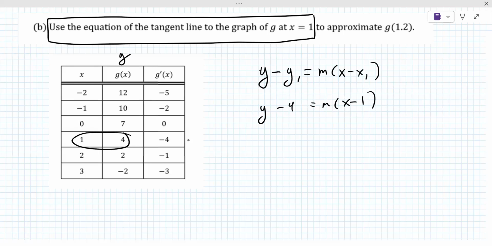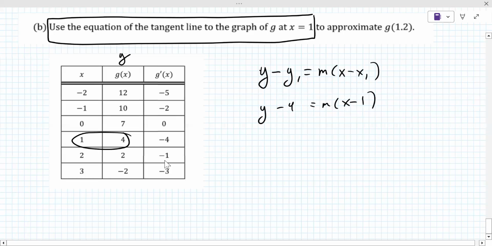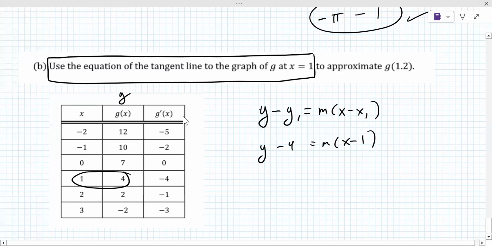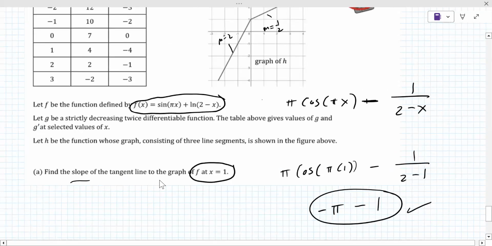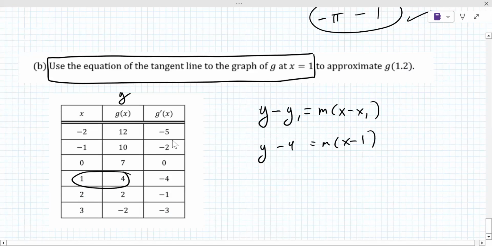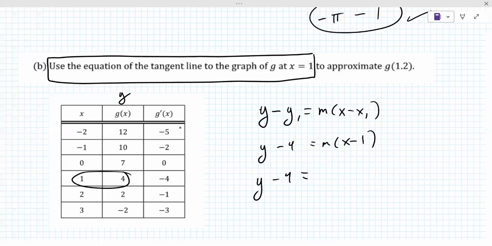Slope means derivative. What's the derivative at x equals 1? Negative pi minus 1. We're doing G now. Oh, sorry. Yeah, so G, they're asking a bunch of questions about these three things, and they're eventually going to mix them up, but this one's just from the table here. So slope at 1 would be negative 4. Yes. So y minus 4 equals negative 4 times x minus 1.